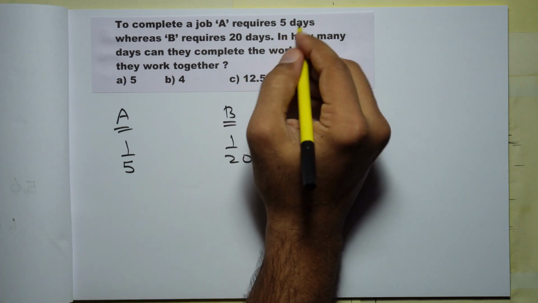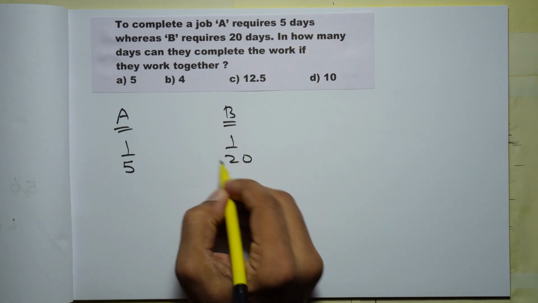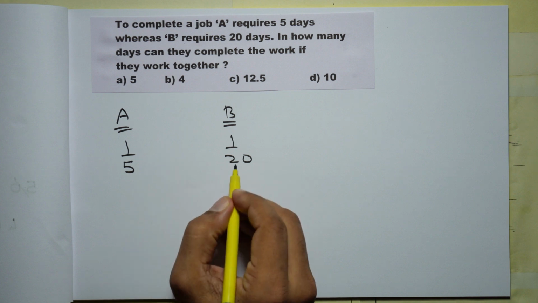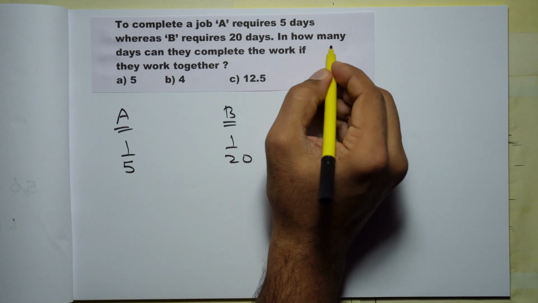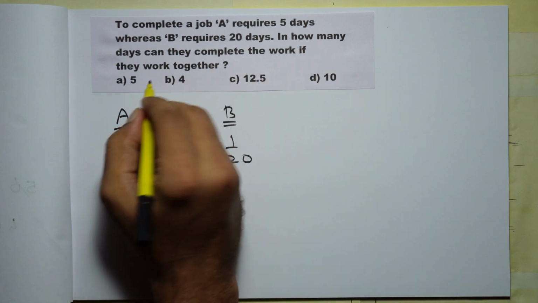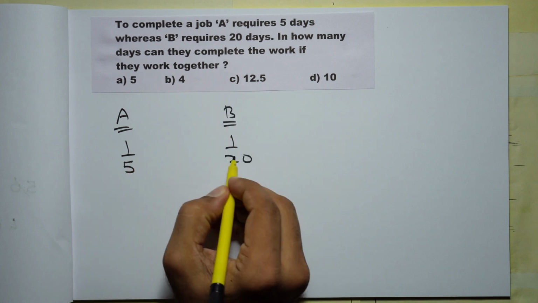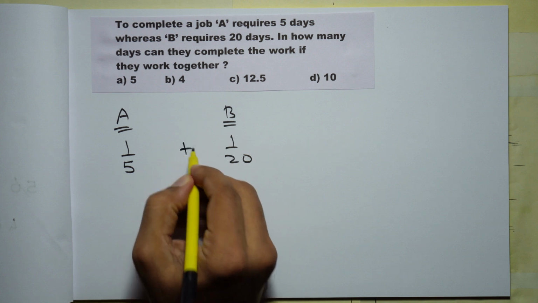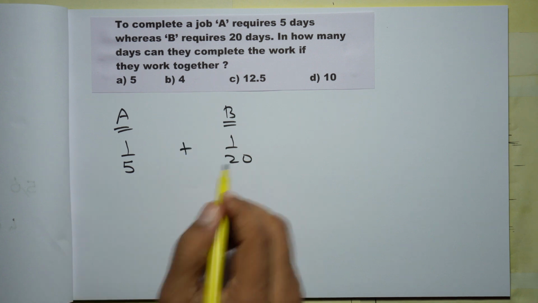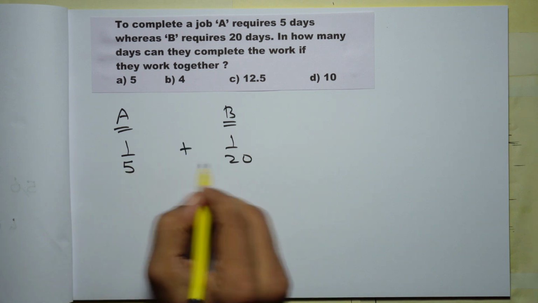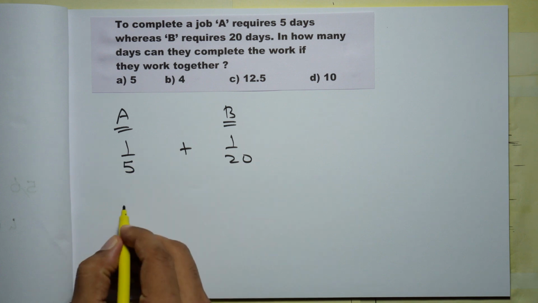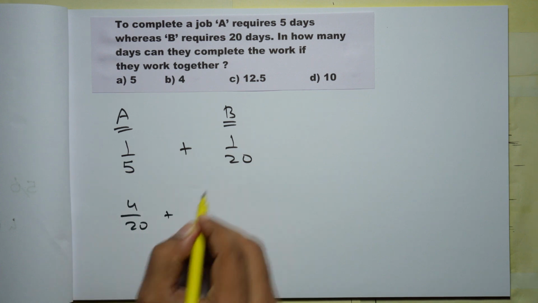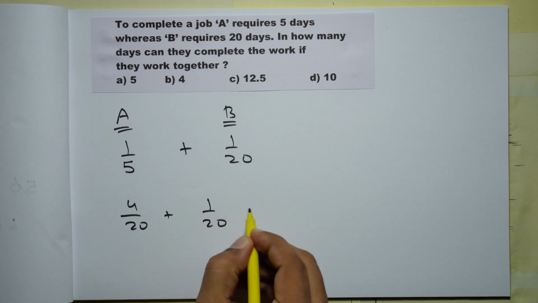That is the number of days required, and the part of the work done per day, they are reciprocals of each other. In how many days can they complete the work if they work together? So if they are working together, A will do 1/5 of the work, B will do 1/20th of the work. So if you add it up, you will get the total contribution of A and B per day. 1/5 is same as 4/20. This I'll just write it as 1/20 itself.